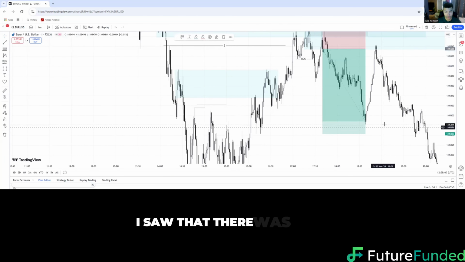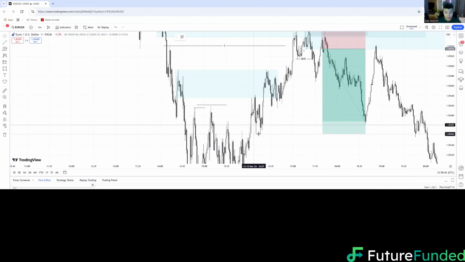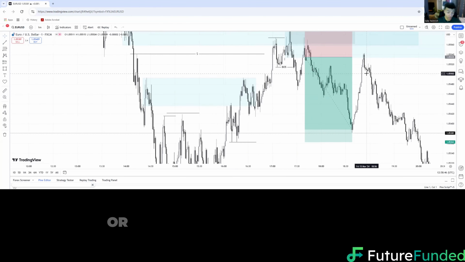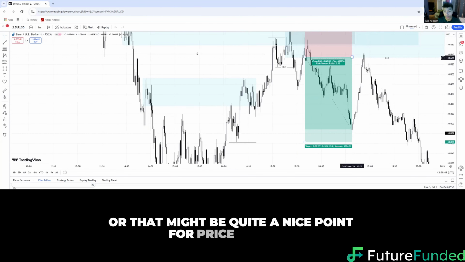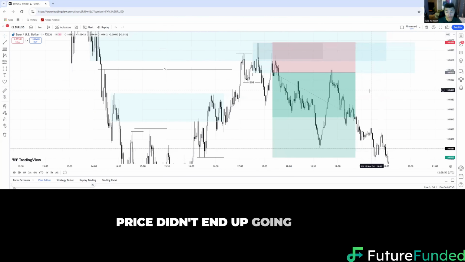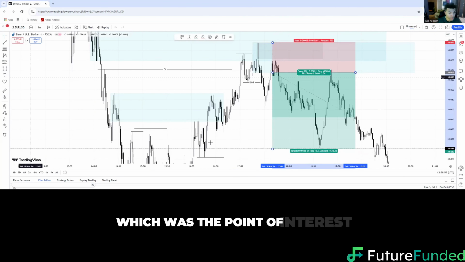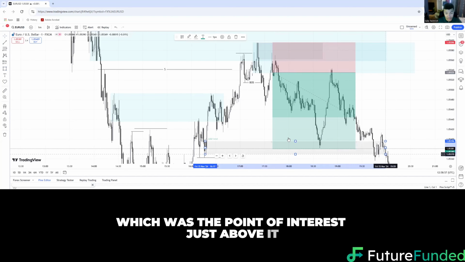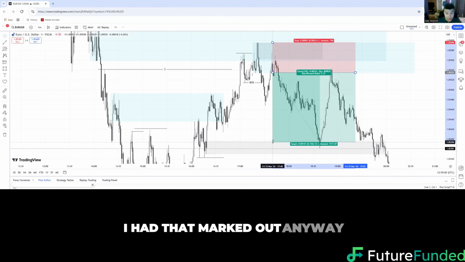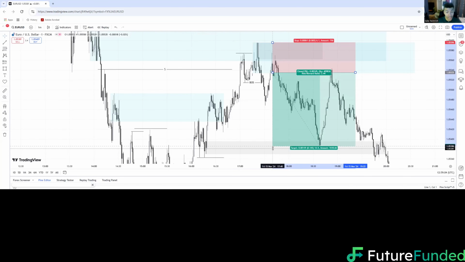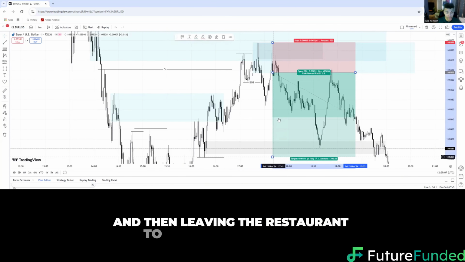All right, I saw that there was some liquidity down here in the form of equal lows. So I thought that might be quite a nice point for price to go to. Price didn't end up going all the way there. Price actually came down to here, just above the point of interest, which was absolutely fine. I had that marked out anyway. So what I ended up doing is taking 80% of this trade off here and leaving the rest to run to that area of liquidity.